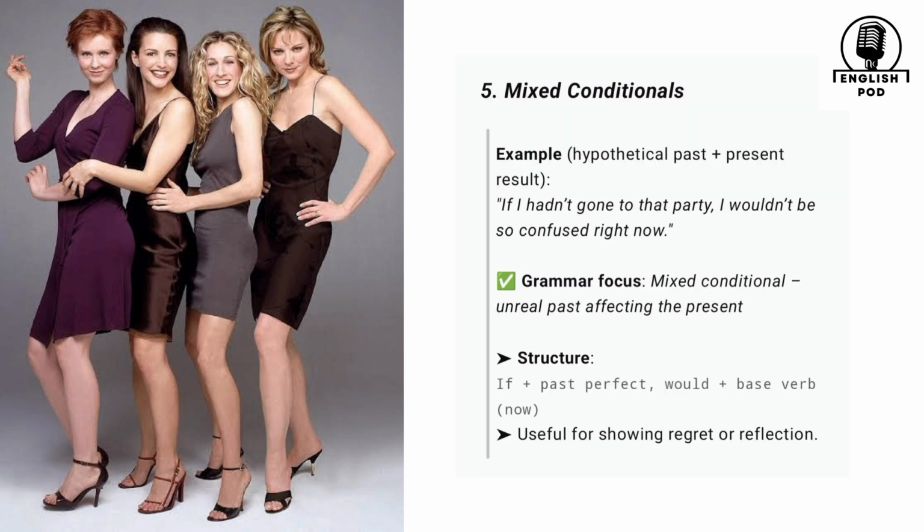Mixed conditionals, mixing time frames. How does that work? Yeah, it's about connecting a hypothetical past event to a present reality or feeling. The example was good: If I hadn't gone to that party, I wouldn't be so confused right now. Exactly. Hadn't gone is past hypothetical. Wouldn't be, right now, is the present consequence of that hypothetical past. So you're linking a past what-if to a current how-things-are?